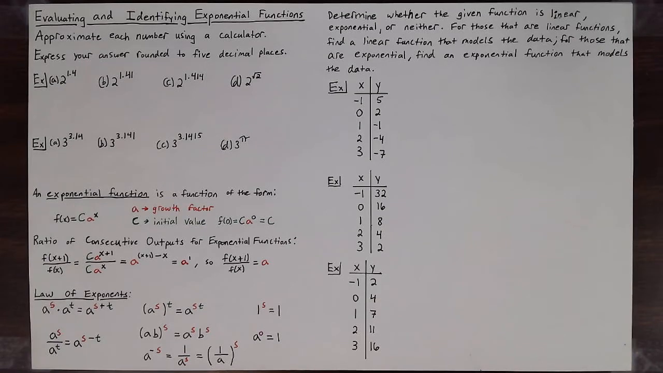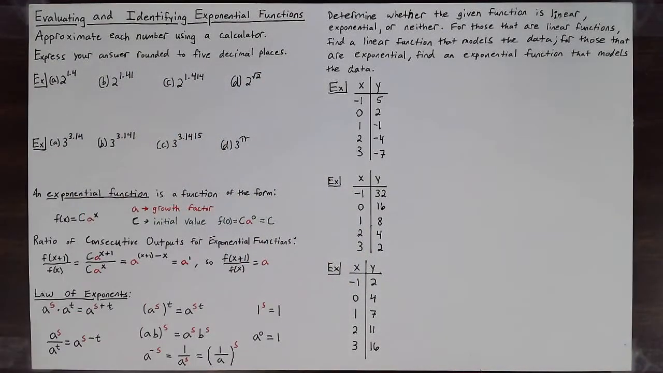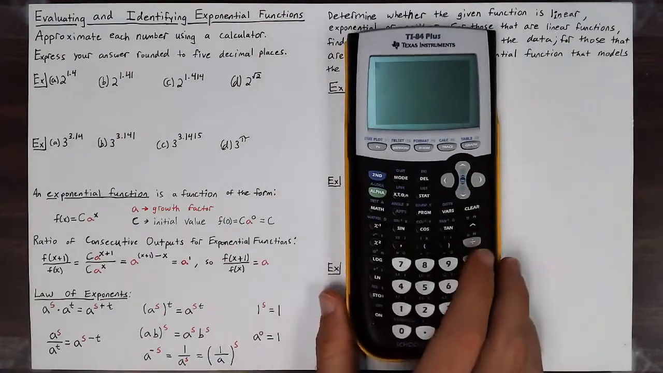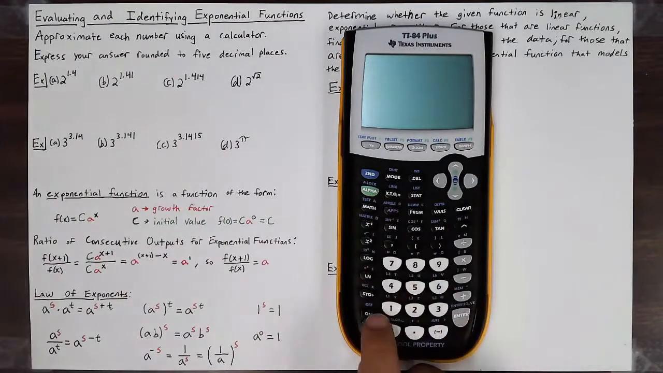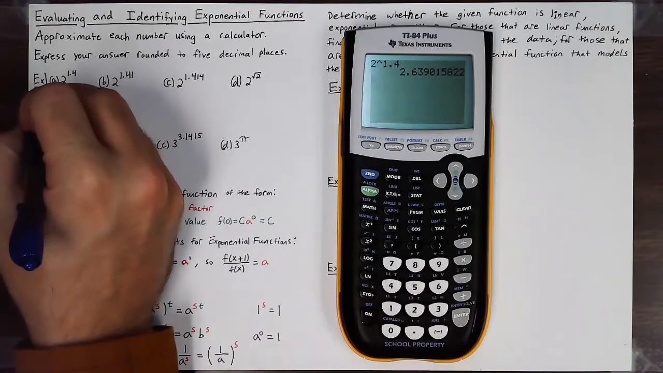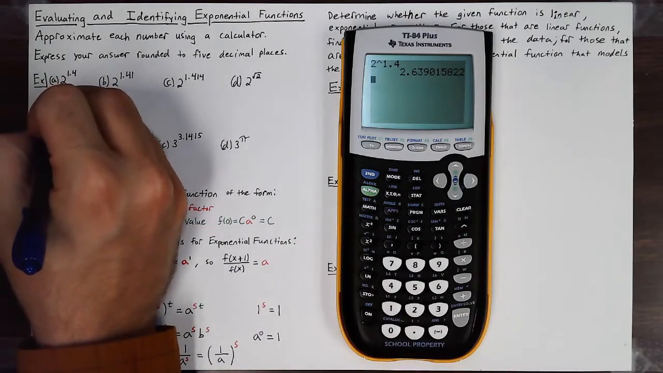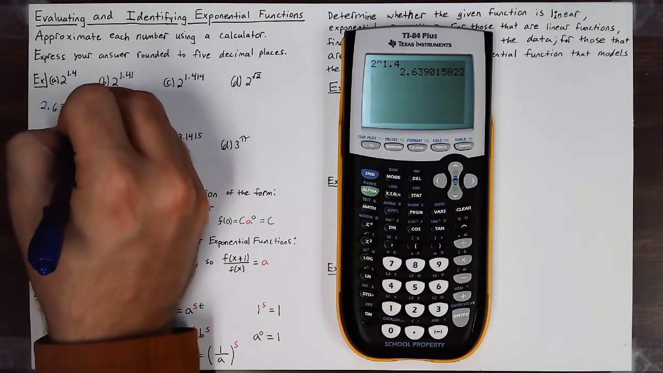In this video, we're going to learn how to evaluate and identify exponential functions. So for these first examples, we're going to approximate each number using a calculator and express our answer rounded to 5 decimal places. So I'm going to use a calculator, and if I wanted to plug in 2 to the 1.4 power, I would put 2, up arrow key 1.4, and I would record 2.63902.